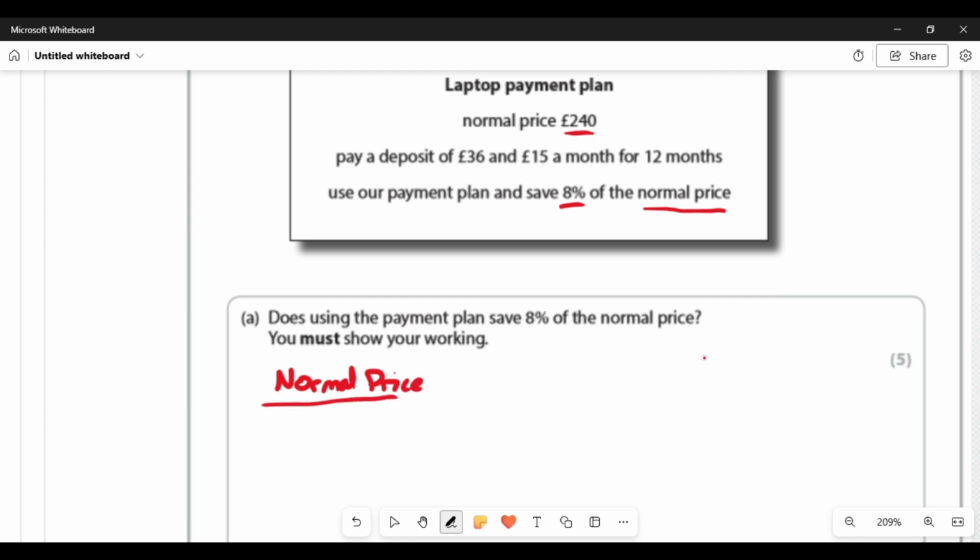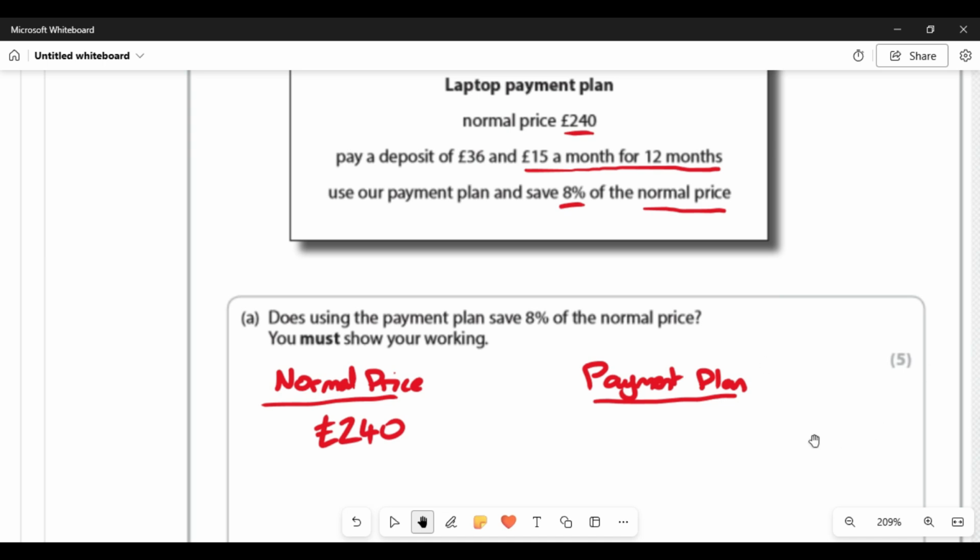Normal price is £240. Okay, we're trying to compare it with the payment plan. So if you use the payment plan, how much is that going to cost? Well, you have to pay a deposit of £36 and £15 a month for 12 months. So you're going to have to work out this bit here first, £15 a month for 12 months.